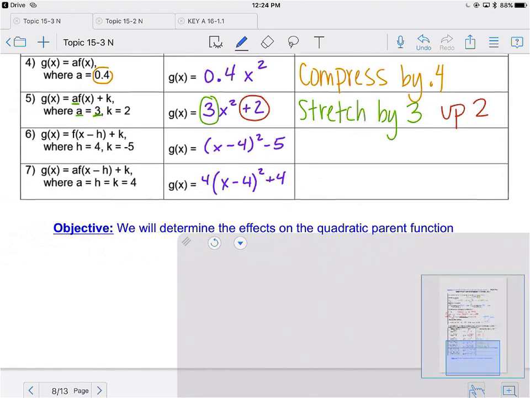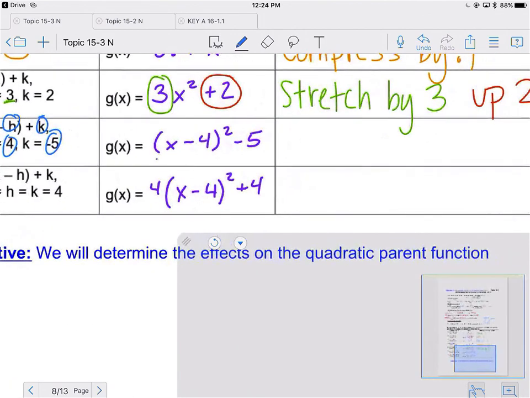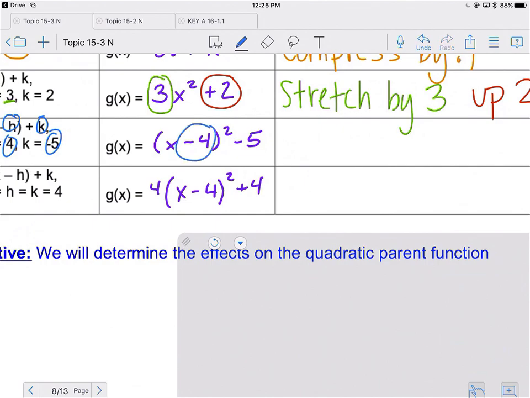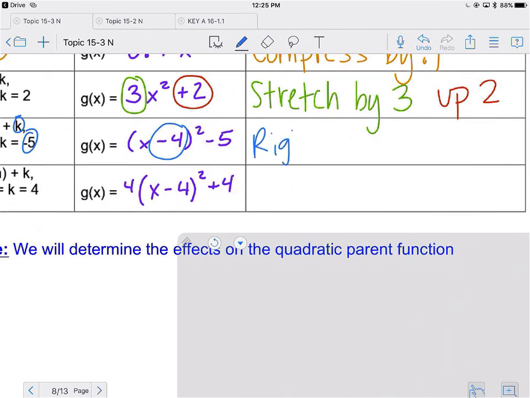For problem 6, we replace h with 4 and k with -5, and this is the equation that we get. The change is a -4 on the inside. Inside goes left or right, and it's always the opposite of what we see. So a -4 is going to go to the right 4. And then a -5 that follows is going to be your up and down. Up and down is as is, so a minus takes us down 5.